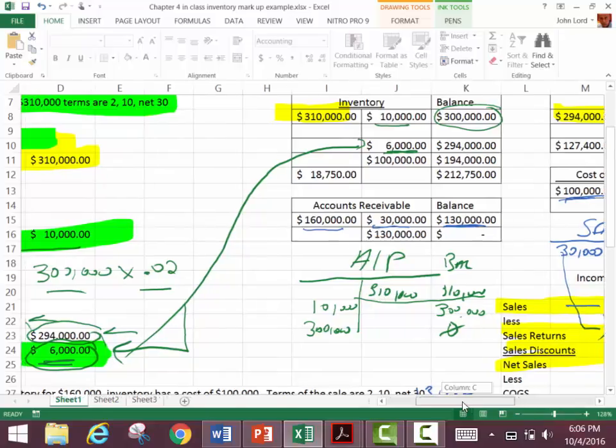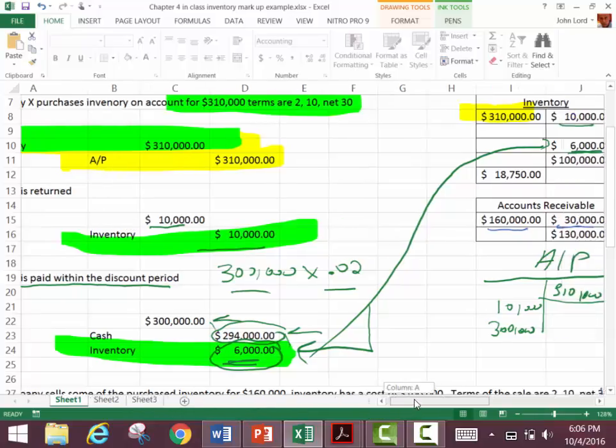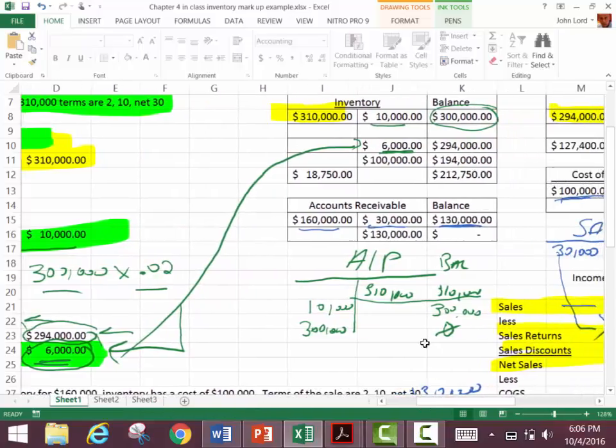Okay. Then we say $10,000 of that inventory purchase is returned. Maybe they gave us something that wasn't conforming to what we ordered. We discovered that and we send it back, right? When we do that, we debit accounts payable for $10,000 and credit inventory. Obviously, we're not going to have to pay for something that we didn't keep, and so we debit the accounts payable.